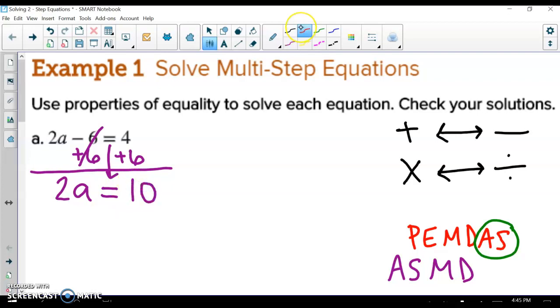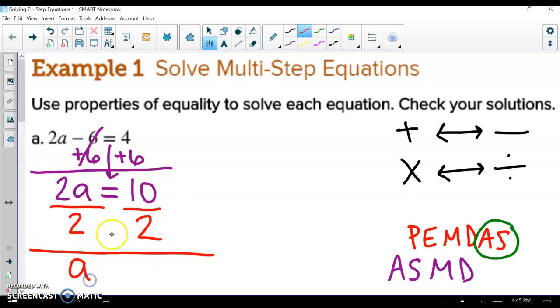Now we have one more step to do. We see we're multiplying here because we have a number right next to a variable. The opposite of multiplication is division. So we divide by the same number that's on the same side as the variable. And what we do to one side, we do to both. So now we're left with 1a, carry down our equal sign, is equal to 10 divided by 2 is 5.